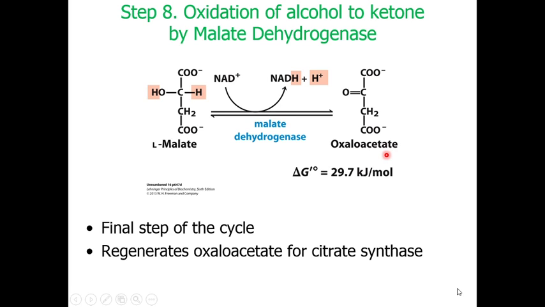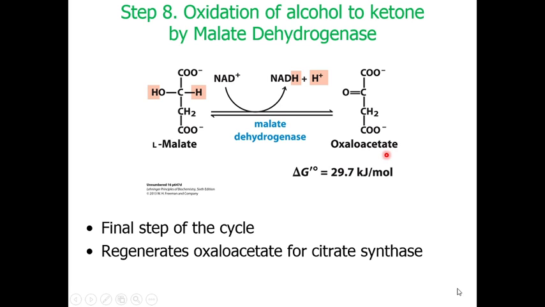This reaction is highly thermodynamically unfavorable, as seen from the standard free energy change of 29.7 kilojoules per mole, and is reversible. The oxaloacetate concentration is kept very low by the enzyme citrate synthase, which pulls the reaction forward because oxaloacetate is constantly used up by this enzyme to convert acetyl-CoA to citrate. And hence the final reaction is pulled forward and the cycle continues.